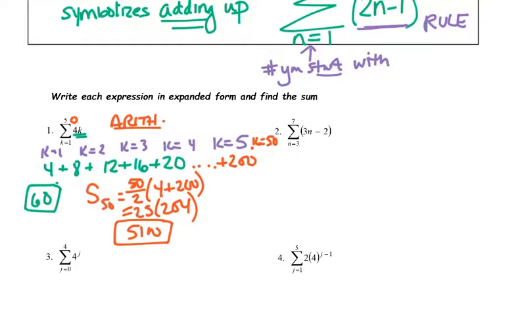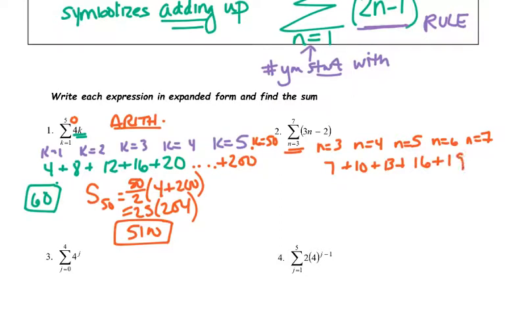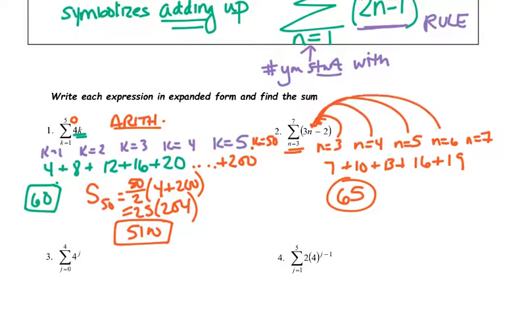Here's one where it doesn't start with 1. That doesn't happen often, but I wanted to put one in the notes where it starts, in this case, at a 3, 4, 5, 6, 7. There's only 1, 2, 3, 4, 5 terms, so not that big of a deal. You're going to plug the numbers into the rule, and this is what you get. And if it's only 5 terms, I don't think I need a formula. I can just add those up. Those happen to add up to 65. So again, I was just plugging into the rule, plugging in for n each time.